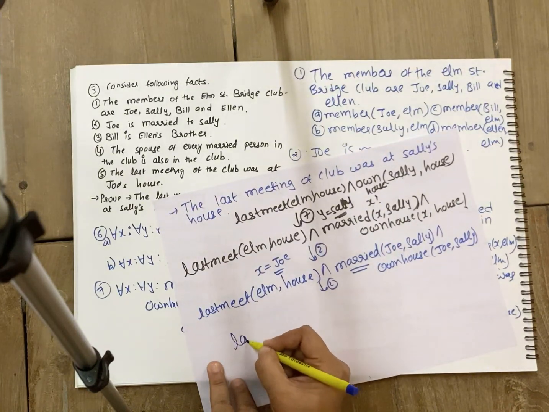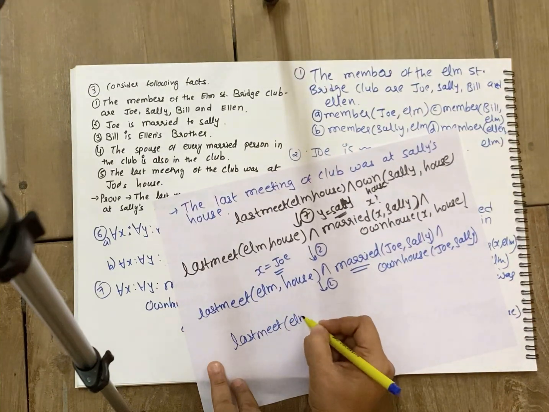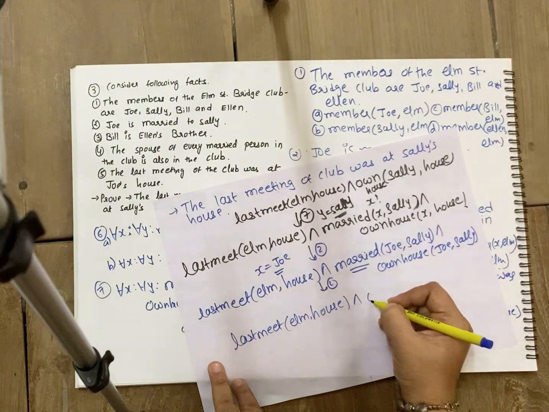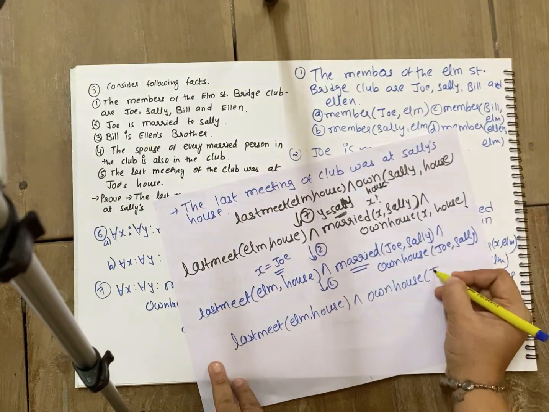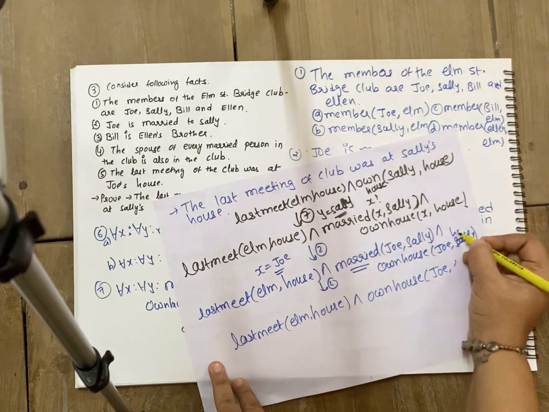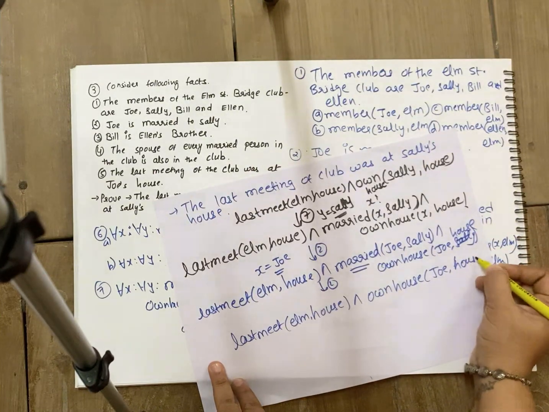So last meeting of ELM club was at house and that house was owned by Joe. Oh sorry, here it is house. Okay, I'm sorry. It was owned by Joe. Okay.